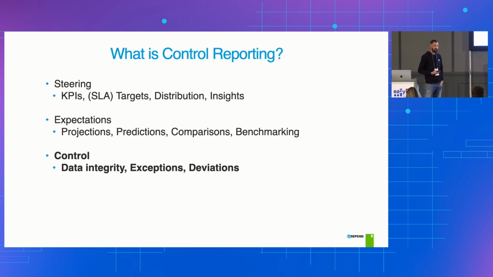So I categorize reports in 3 types for convenience's sake. You have reports that tell the company where are we now. You have reports that tell the company where are we heading, are we on target, and what is to be expected for the future. There's a third group, I would say, I call that control reporting, where you focus on something else.